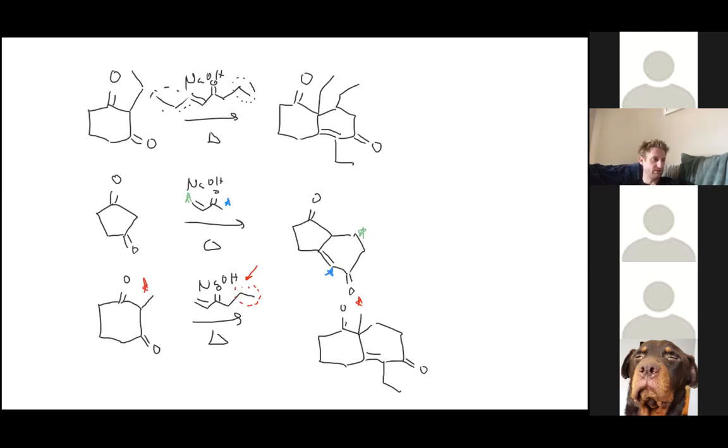All right, so the last thing we're talking about is the Stork enamine synthesis. So up till now, we've been using these diketones for everything. If we want to try to use a monoketone, we're going to run into an issue where it's a little bit too basic. So what we need to do is use an enamine as an intermediate.